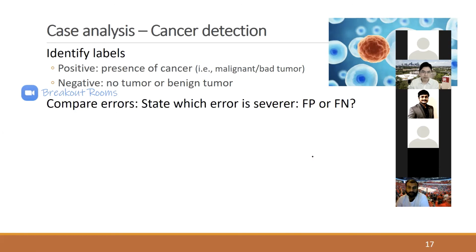Now let's use this in a different case. I think we have a bigger discussion as a large group, so we don't have to break up into smaller rooms. We'll talk about cancer detection. Same thing with the pregnancy test, I guess, but different consequences.